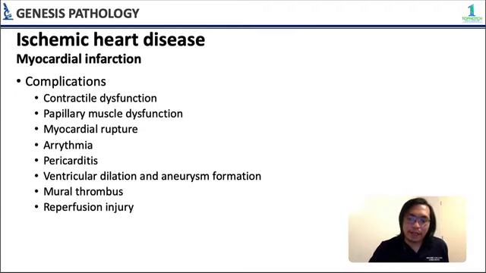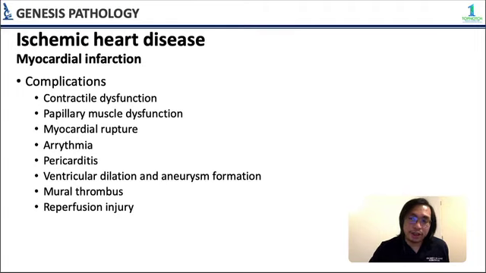Pericarditis, meron tayong dalawang klaseng pericarditis post-myocardial infarction. Yung isa is your acute onset pericarditis, usually few days after the myocardial infarction. Okay? Pangalawa is your Dressler syndrome. Pericarditis that yung onset niya is weeks after the myocardial infarction. Okay? So, ventricular dilation and aneurysm formation.